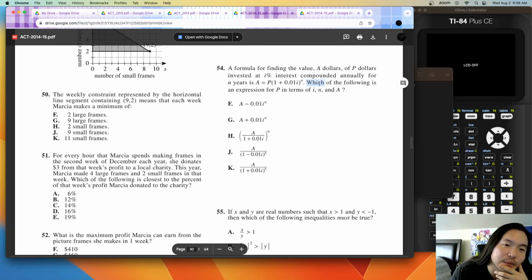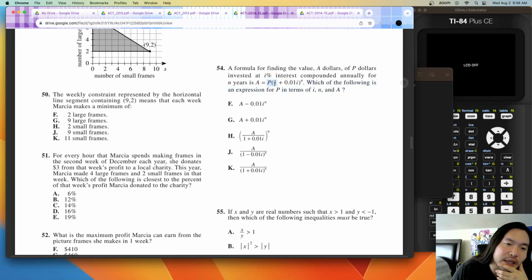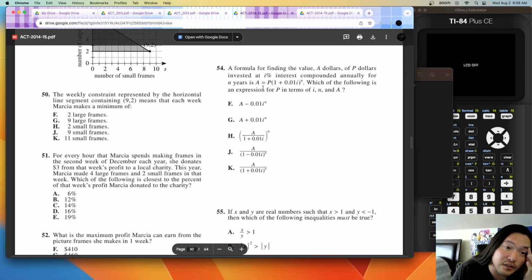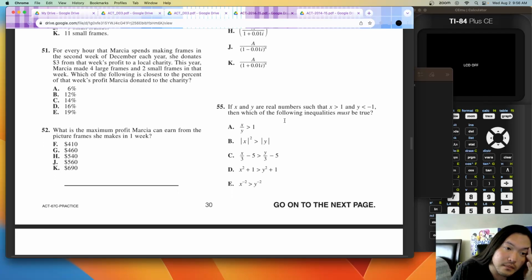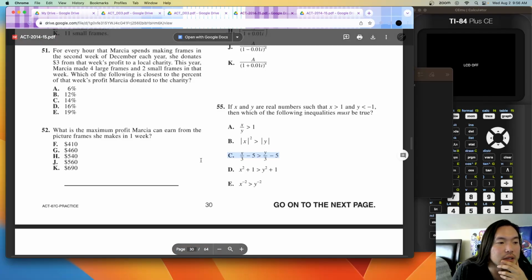You definitely know that which of the following is an expression of P in terms of I, N, and A. This is a fancy way of saying solve for P. And hopefully you recognize immediately, if I divide by the stuff in the parentheses, I've immediately solved for P. This one, I tried working backwards from the answers and just plugging in numbers, and it didn't work. I actually had to use the algebra to solve this one. I was still working backwards from the answers, though.